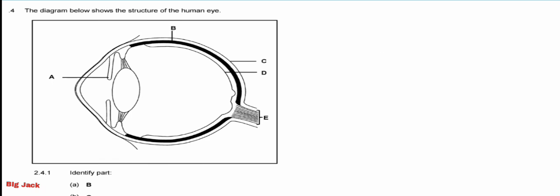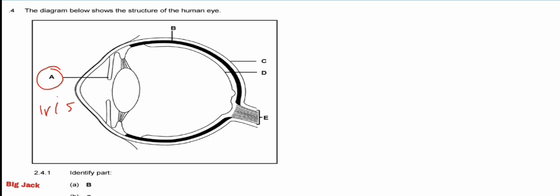Let's see the next question. The next question is coming from sense organs, and it is saying, the diagram below shows the structure of the human eye. So we have part A. Part A is called the iris.